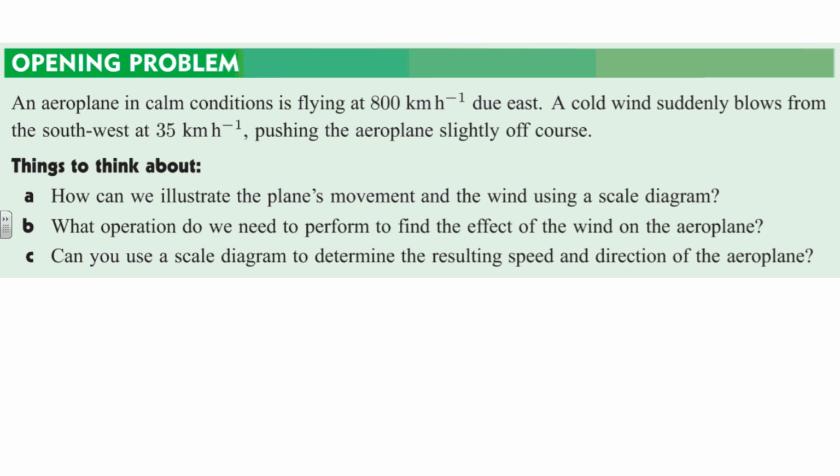What operation do we need to perform to find the effect of the wind on the airplane? Well, we'd have to do some trigonometry in that scenario, all right? Because in this particular case, we are not dealing with something that's going to have a right triangle. It would probably involve using the law of sines and law of cosines to find the impact of the wind. Can you use a scale diagram to determine the resulting speed and direction of the airplane? Again, yes, using trigonometry we can.